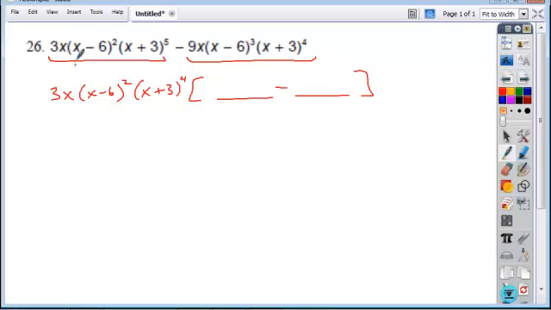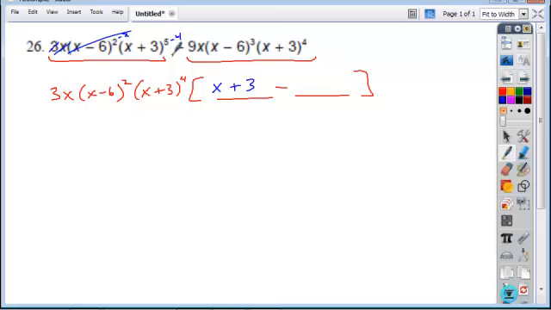So in the first group, we took out the 3, took out the x, took out 2 of the x minus 6's, in effect all of them, and took out 4 of the x plus 3's, leaving 1. So the only factor left in the first group is an x plus 3. You can have grouping symbols around it if you want. It doesn't really matter for this.